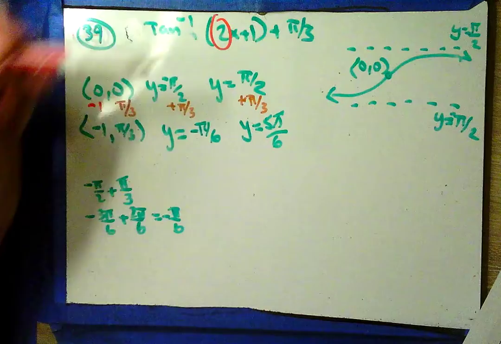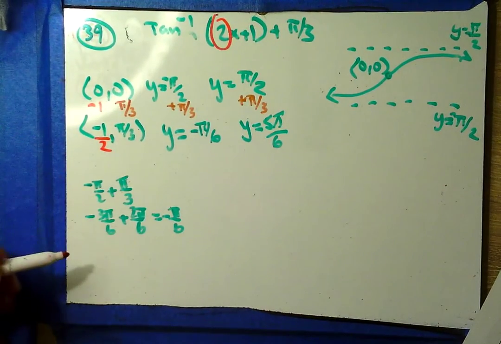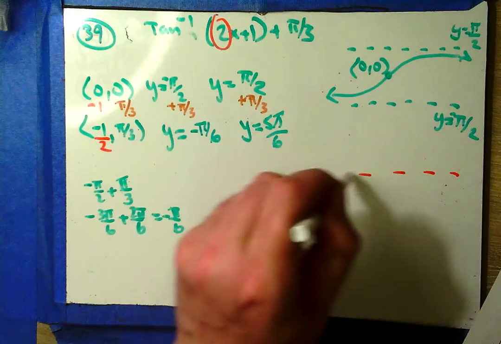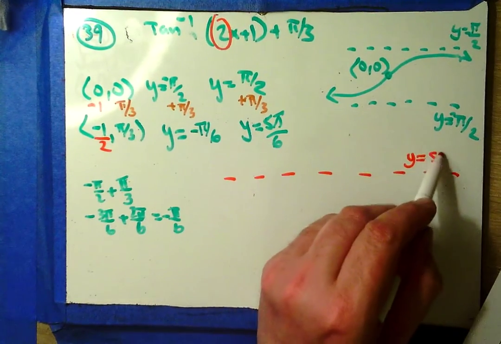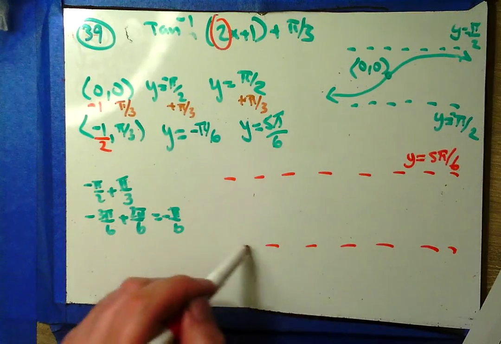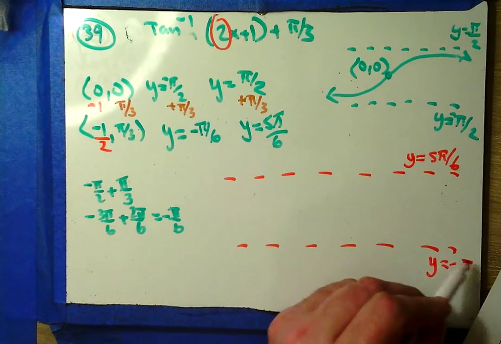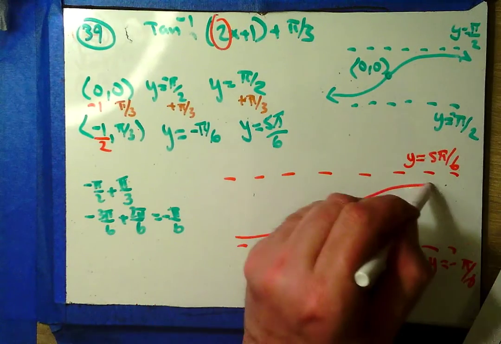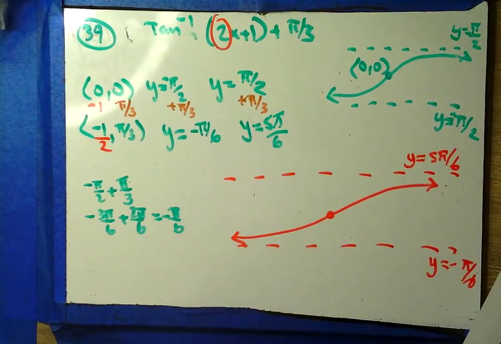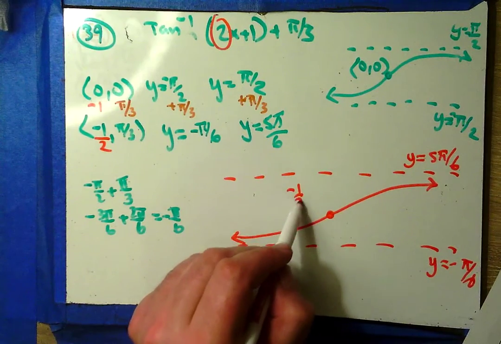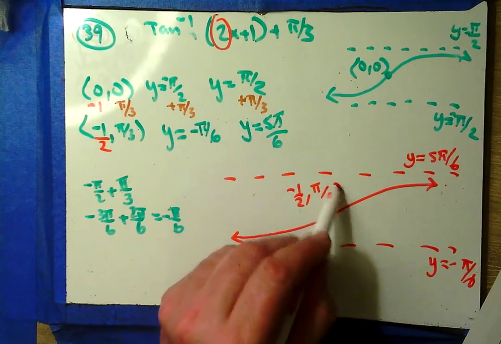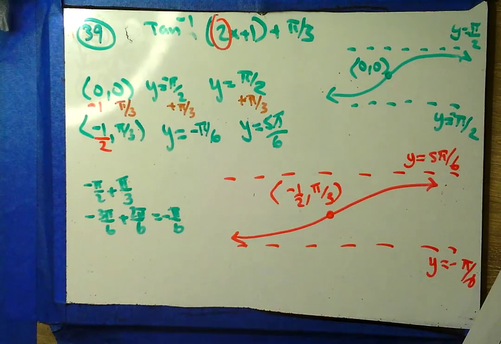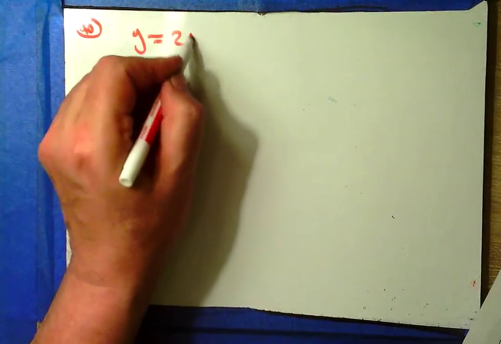Remember, we still have to divide the x's by 2, and that's my only x. So what does my graph look like? We have a horizontal asymptote at y equals 5 pi over 6, another horizontal asymptote at y equals negative pi over 6, and we have our same characteristic shape with an inflection point located at (negative 1/2, pi over 3). Okay, that's 39.